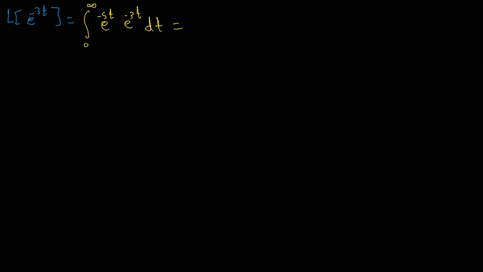If you have a product between two exponentials, so what should I do? Do you remember that if I have a to the power n times a to the power m, this is given to be what? a to the power nm? n times m? No, n plus m, sorry. Yes, so it is a to the power n plus m.